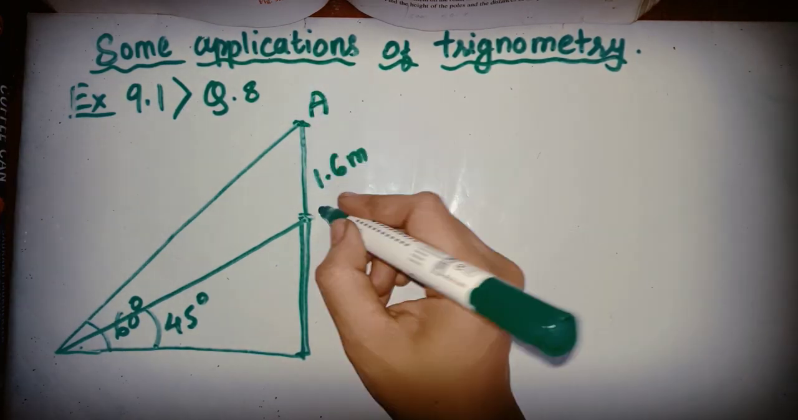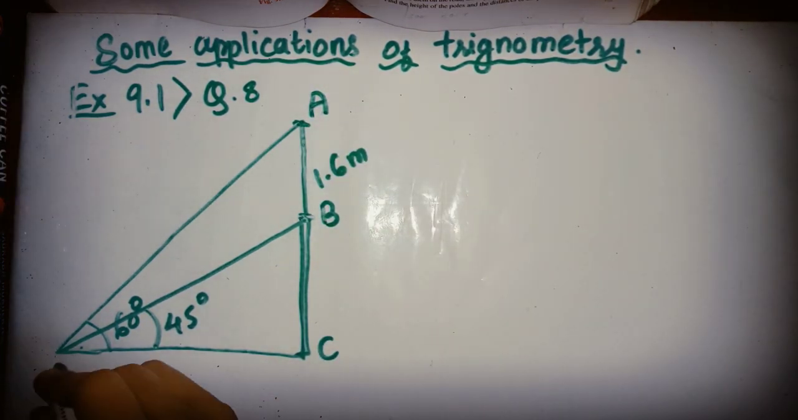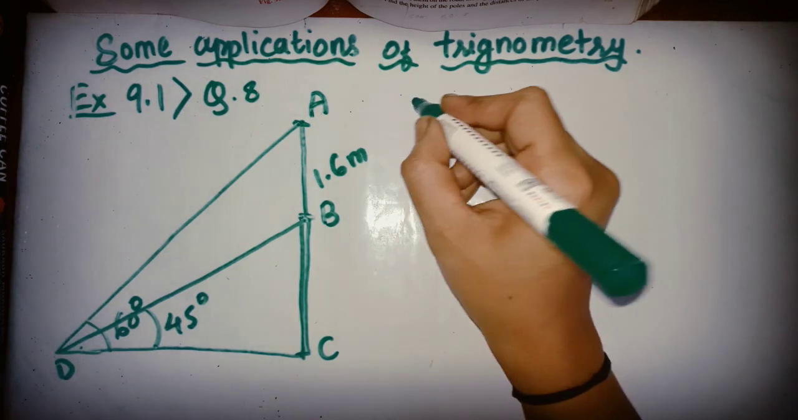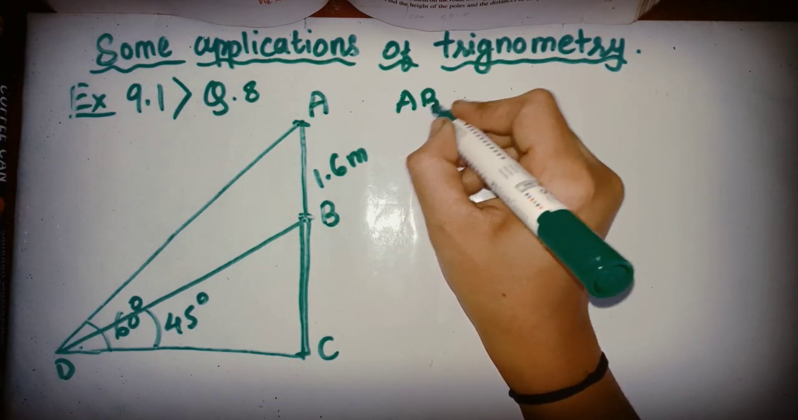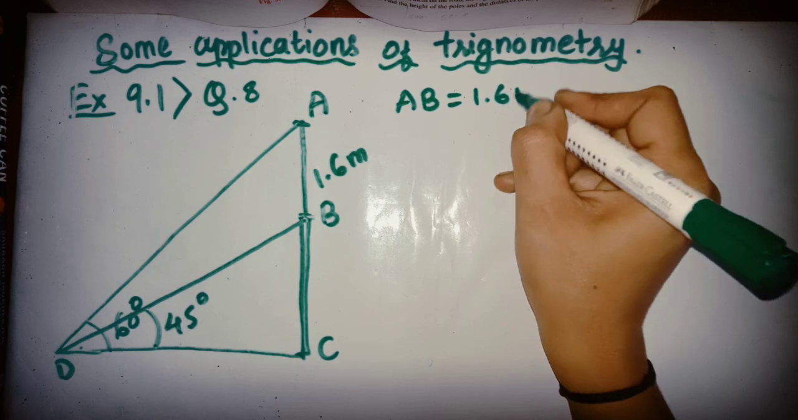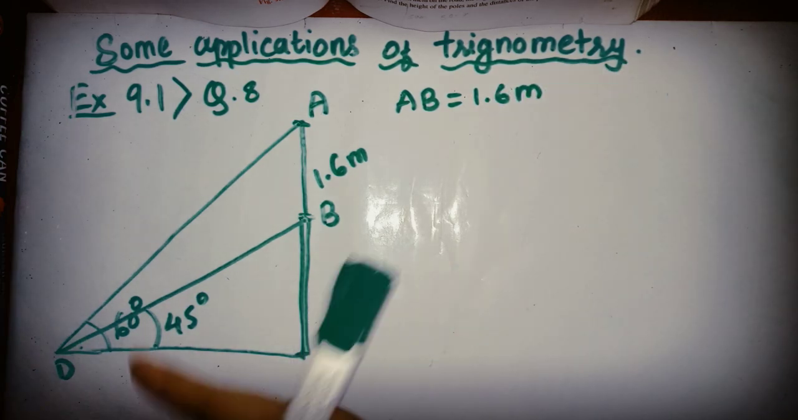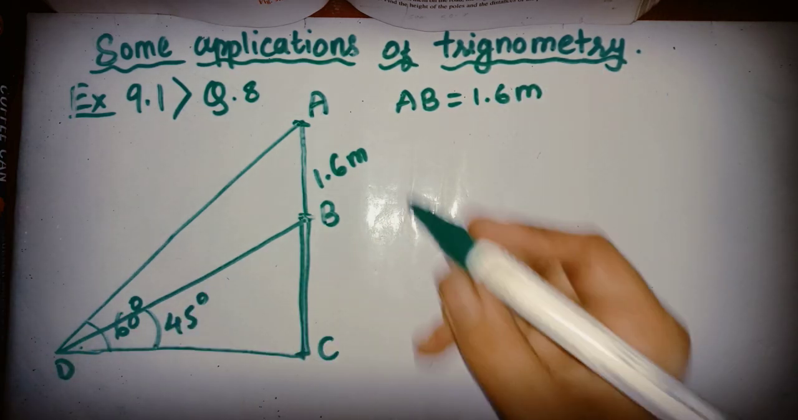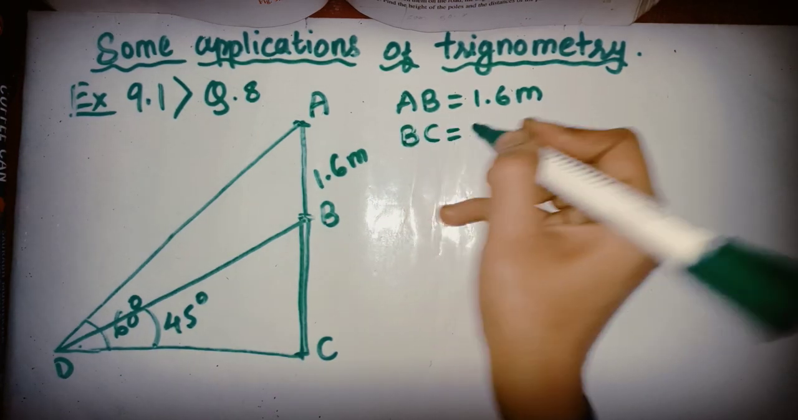So let us mark A, B, C and D. What is given? AB is given, which is 1.6 meter, and the angles are given. You have to find BC.